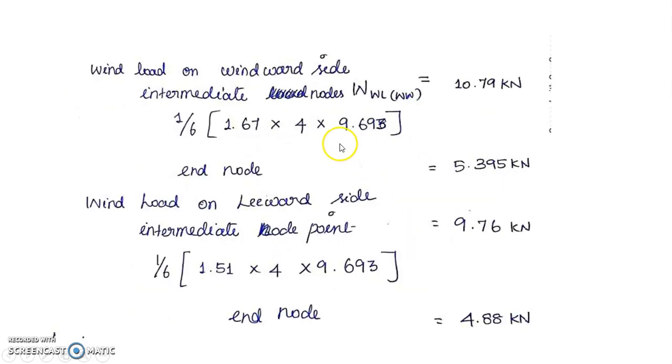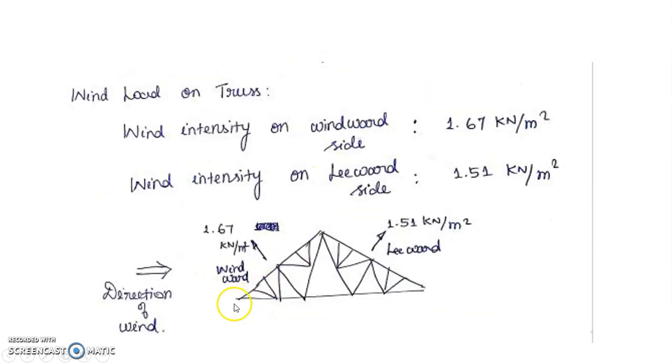When I multiply by the corresponding projected area, that is the slope length of the top chord into the spacing of the truss, and multiply the intensity, I'll get the total load. There are 6 node points on one side. Here, this is a half node, this is a full node, 1, 2, 3, 4, 5. This is half, this is half. So I'm putting 6 node points on the windward direction, and similarly 6 node points on the leeward direction.